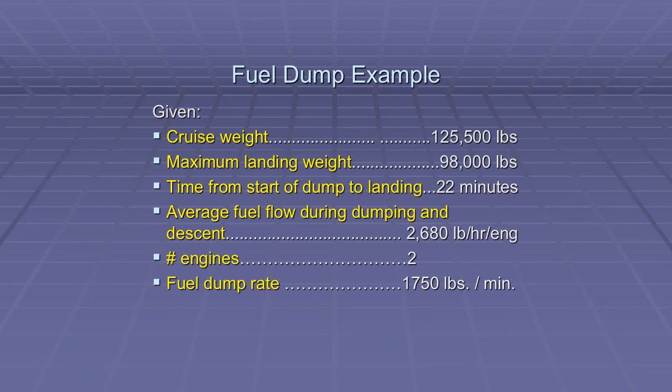For this sample problem, we will use a cruise weight of 125,500 pounds, a maximum landing weight of 98,000 pounds, a time from start of dump to landing of 22 minutes, and an average fuel flow during dumping and descent of 2,680 pounds per hour per engine for each of the two engines, with a fuel dump rate of 1,750 pounds per minute.